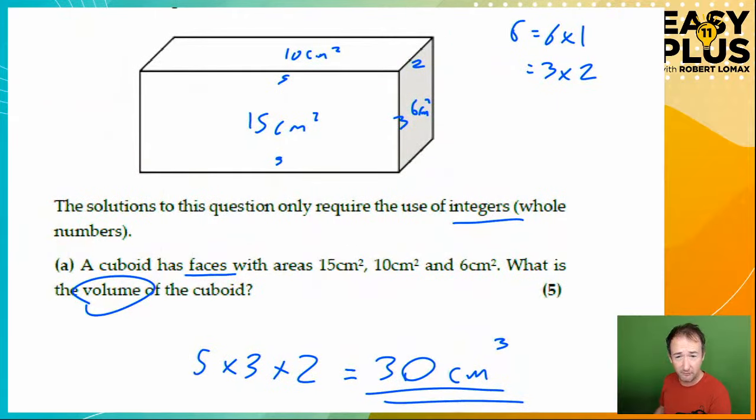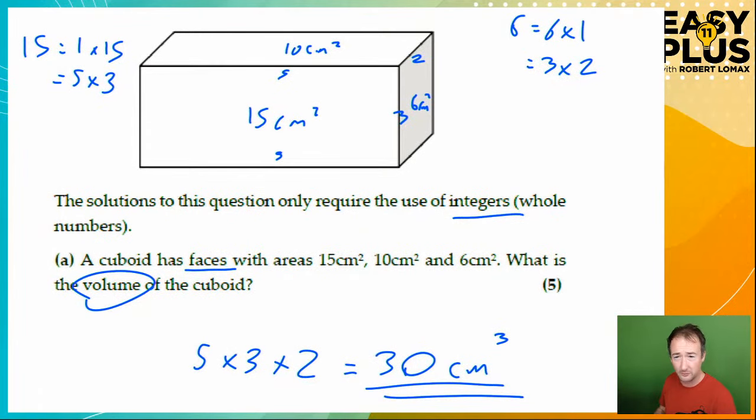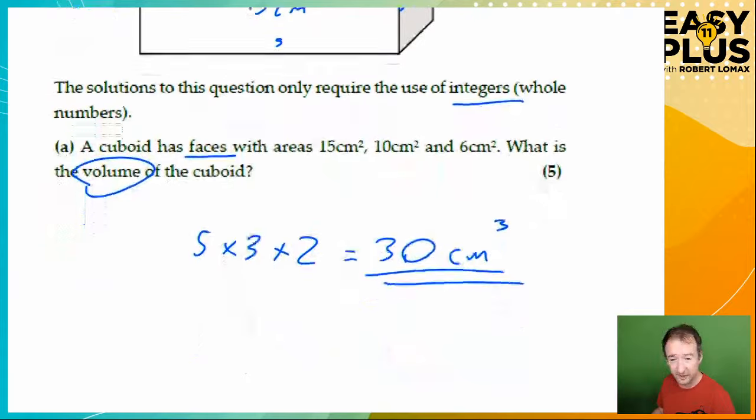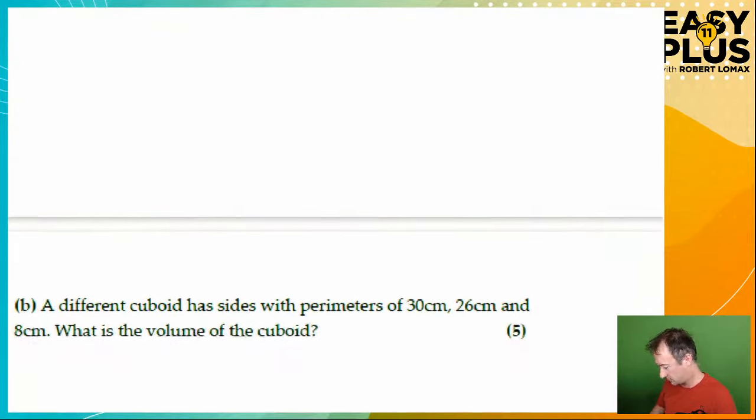You could have started with a different face. Rather than looking at the 6, you could have started with the 15. You could have said that 15 is 1 times 15 or 5 times 3, but there isn't any other way to get 15. And again, you could have tried those options. It was obviously going to be 5 times 3, and then you just need to get the side lengths the right way around, match up with the other faces, and voila, the answer pops out.